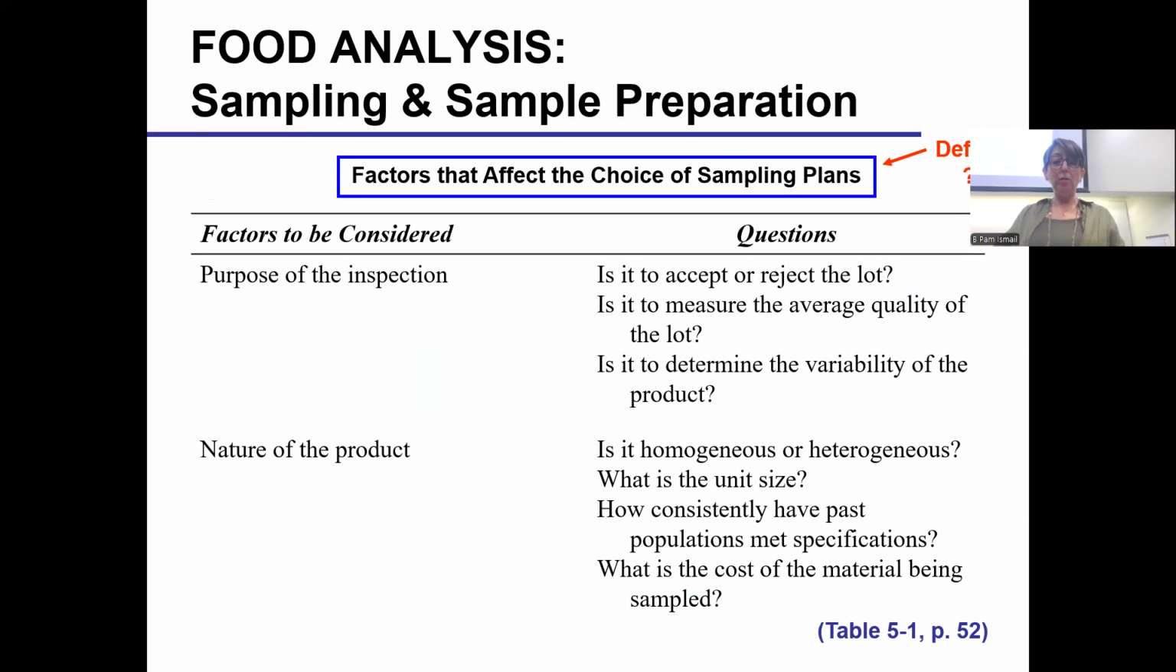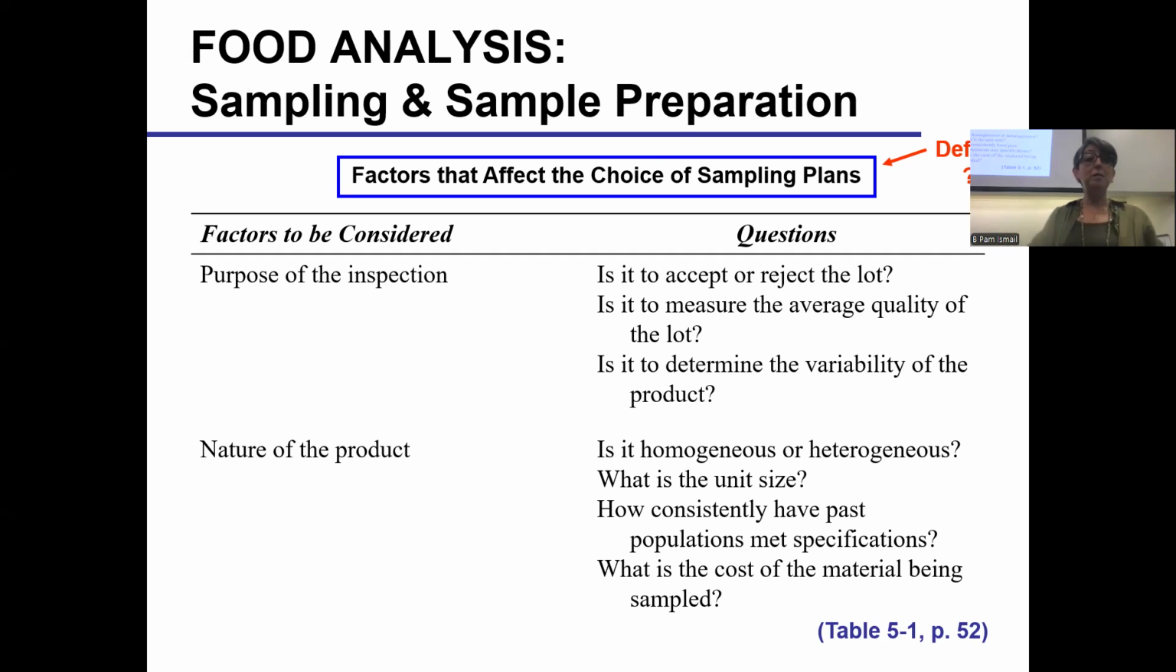There is this table, 5.1. Of course, I don't expect you to memorize it, but at least to be able to look at it and think about it and say, oh, that makes sense. But I want you to be able to define a sampling plan. That's why I put it in red. You're responsible to understand what a sampling plan is.